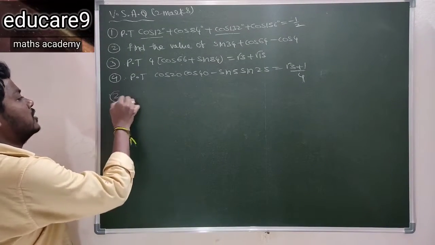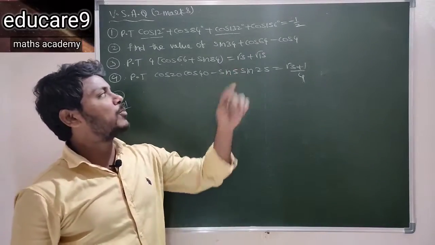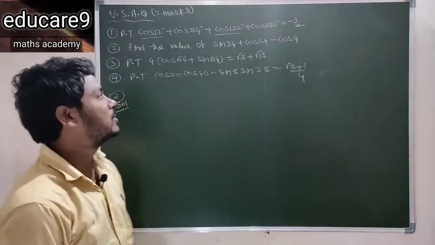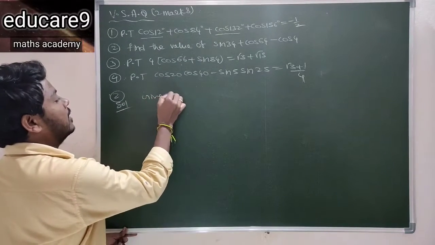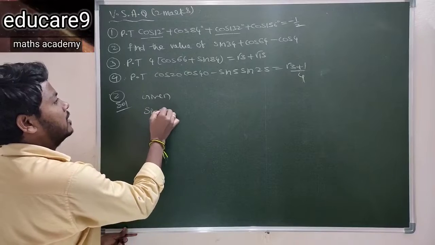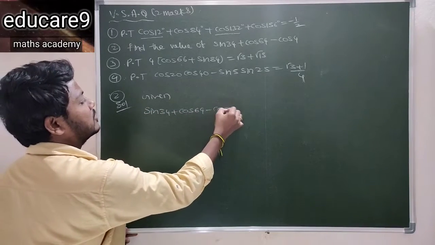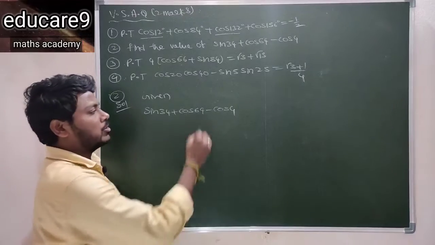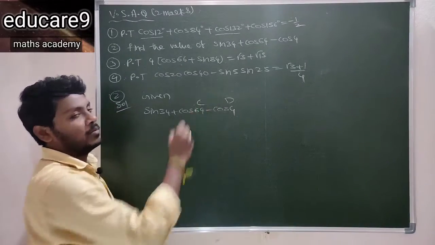So see the second solution. Find the value of sin 34 plus cos 64 minus cos 4. See here. Given sin 34 plus cos 64 minus cos 4. So here we have to apply cos C minus cos D formula.